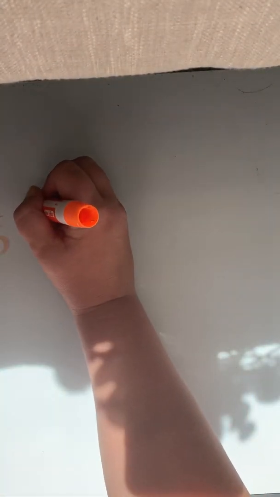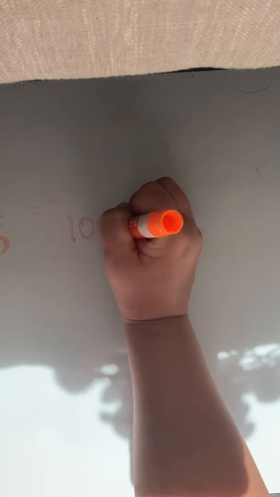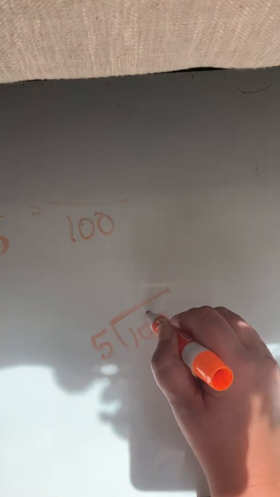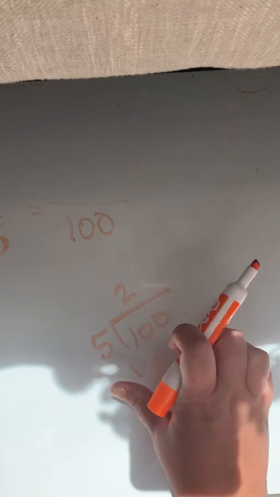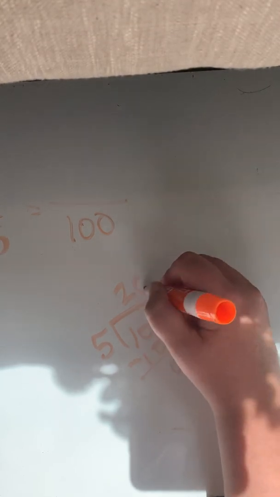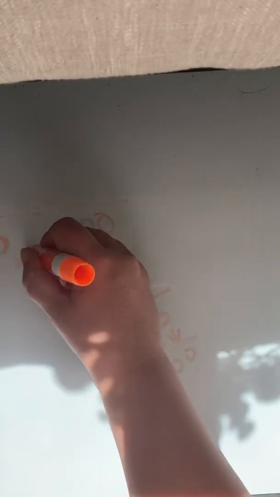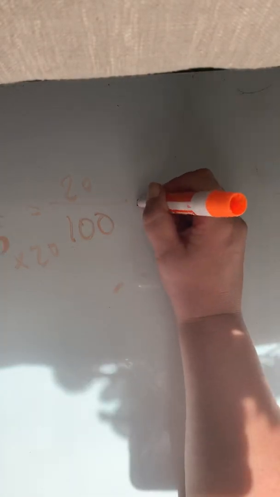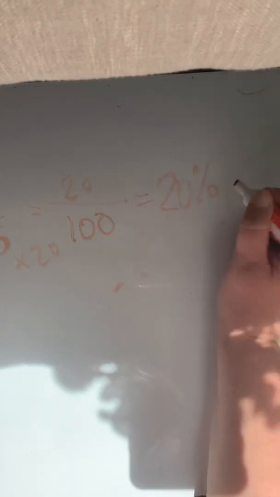1/5. So 5 times what got you to 100? Follow along on my board if you need to. Okay, so times 20. So I'm going to do the same thing up here. Okay, so then that equals 20%. For me, guys, this way is a lot easier than doing it the other way where you're multiplying it by 100, but it's up to you, okay?